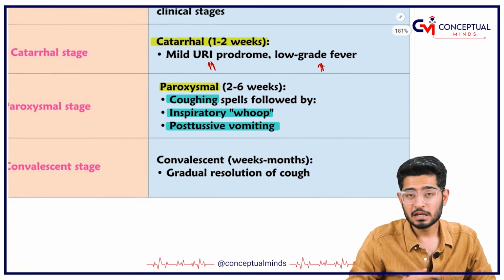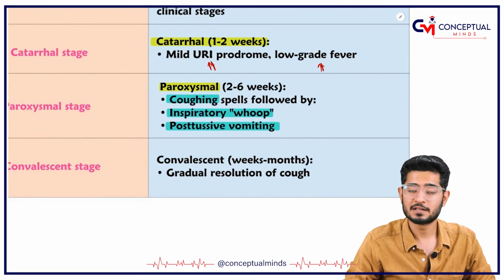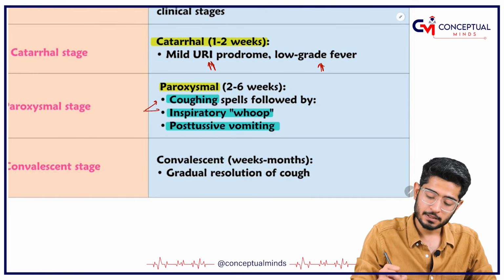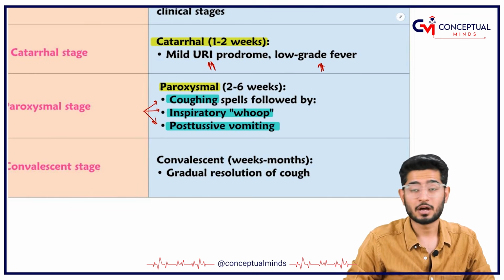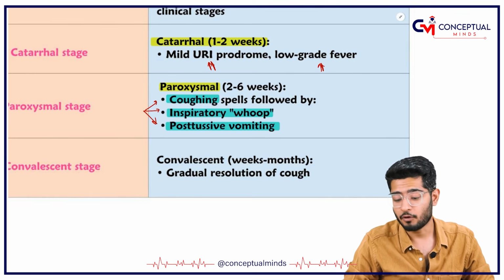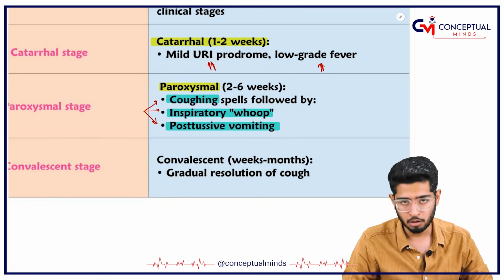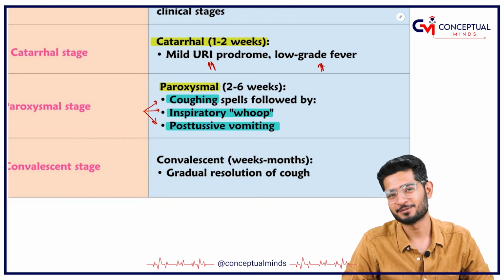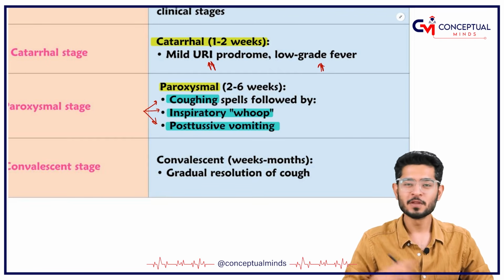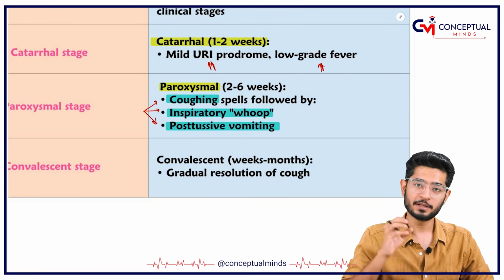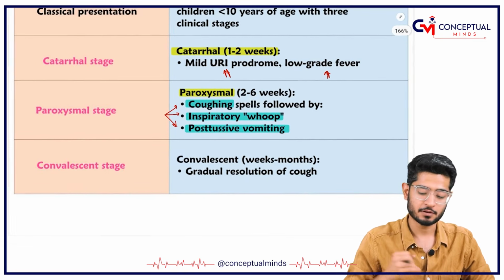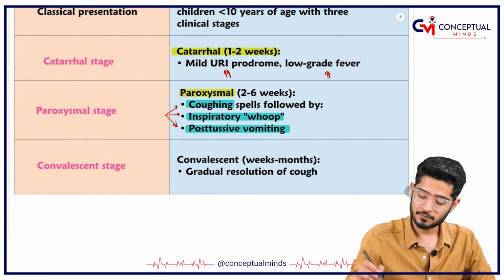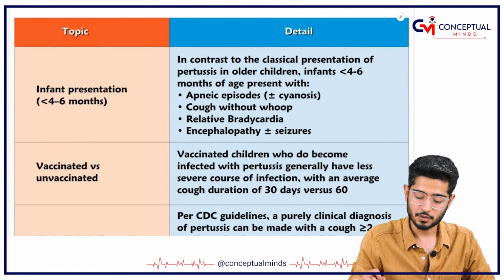This is the intensity of this disease: the child will cough, the child will have this inspiratory whoop, and the child is going to have post-tussive vomiting, that is, after the cough, vomiting can even occur. This is my way to remember that and I have shared it with you. The child is coughing, the child is whooping, the child is going to vomit. This is the paroxysmal stage, and after that there is a convalescent stage also. That means there will be resolution of the cough.